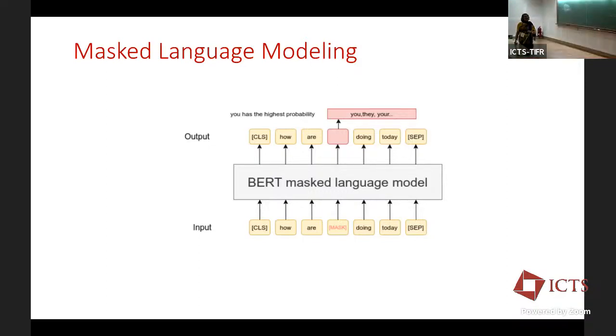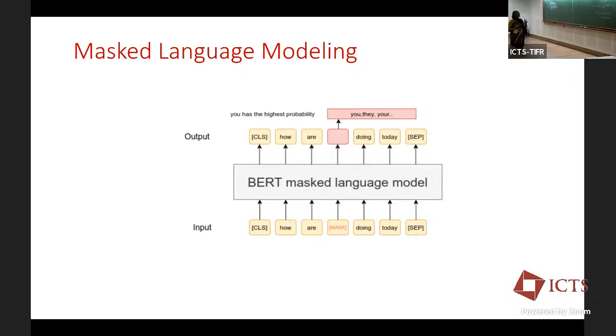pretext tasks. One of the tasks was masked language modeling. What is masked language modeling? You take a sentence and randomly take a fraction of the words and mask them. And you let your model predict those masked words. Suppose "how are you doing today" was the original sentence. You mask one word and try to predict it. Based on whether your model is able to predict the actual word which was masked or not, you score your model. So this was the basic idea.